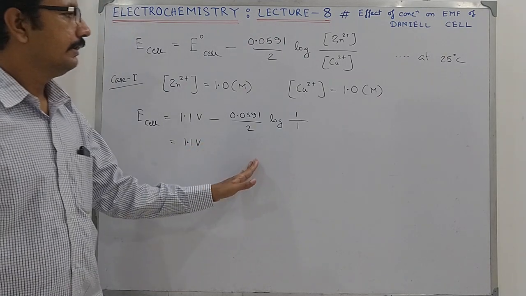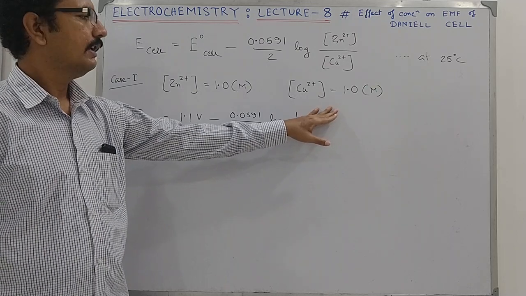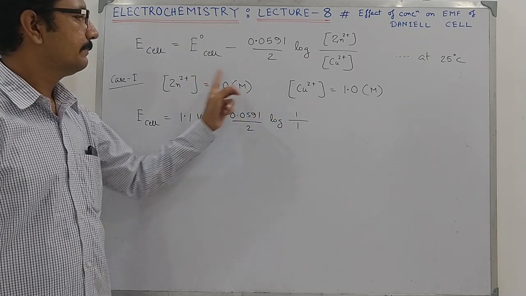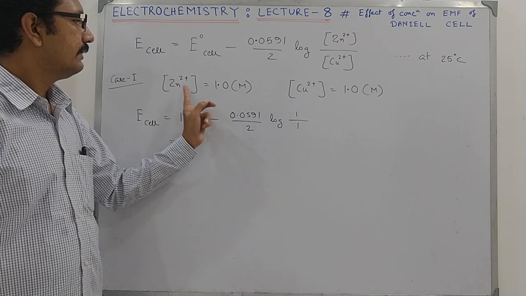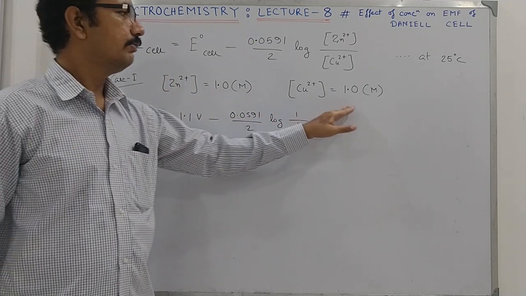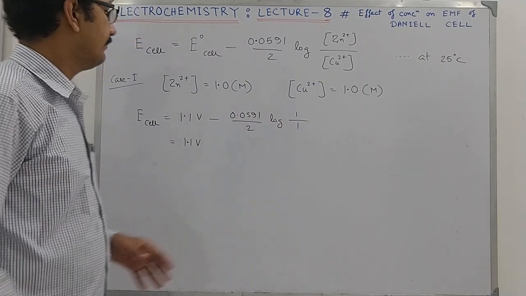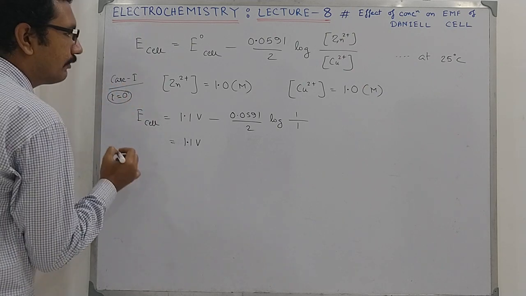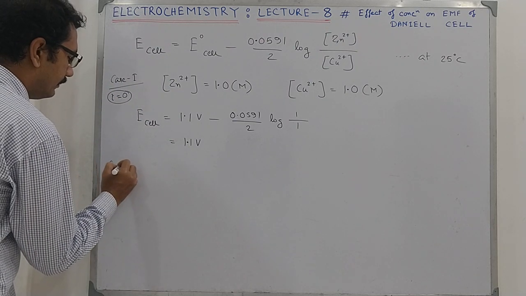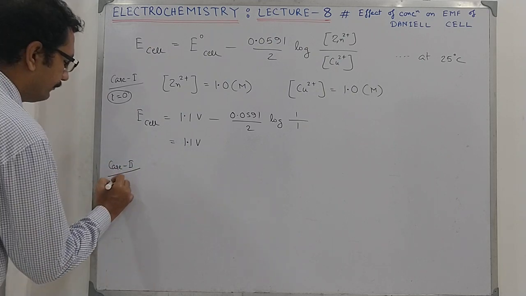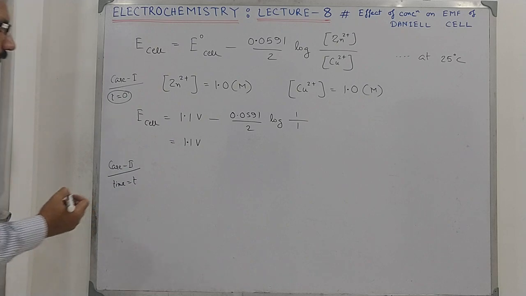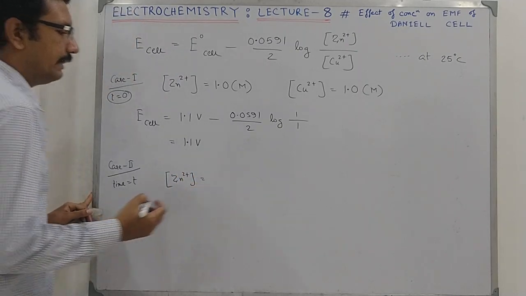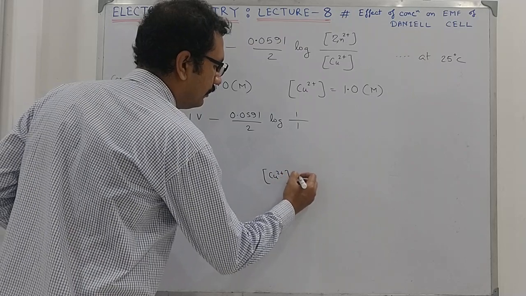Now if we start with this concentration and wish to measure the EMF after elapse of a certain time, there will be a change in concentration of Zn2+ in the anode chamber and Cu2+ in the cathode chamber. So what will happen after elapse of a certain time? Say it is at t equal to 0 when we start drawing current from the Daniell cell, and say after elapse of a certain time, case 2, what will happen? Obviously the concentration of Zn2+ will increase and the concentration of Cu2+ will decrease.